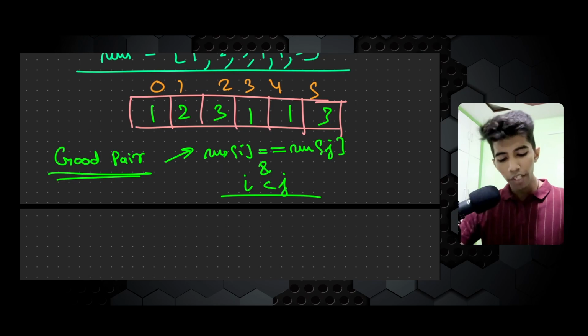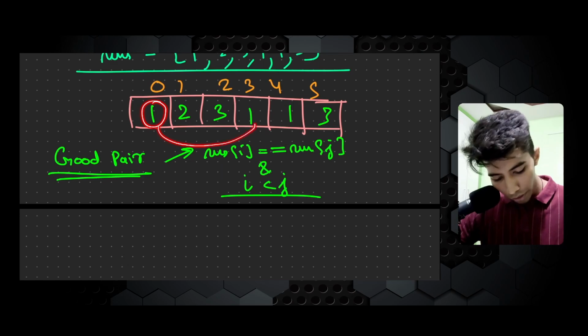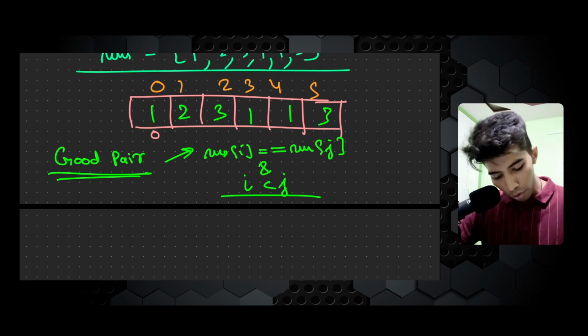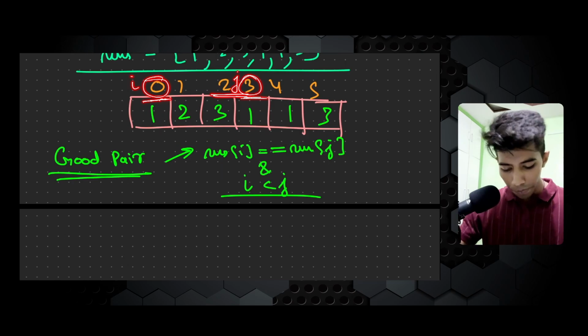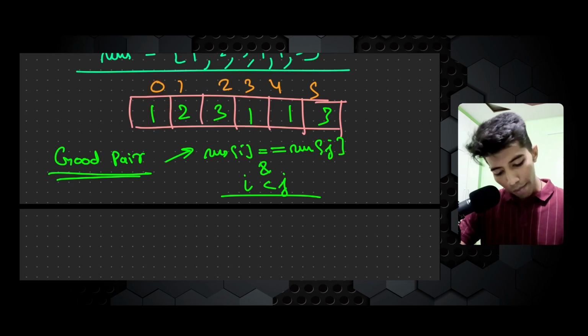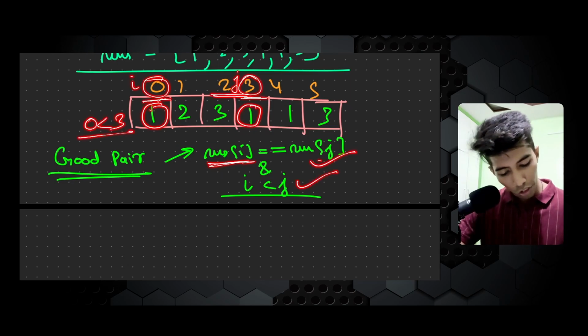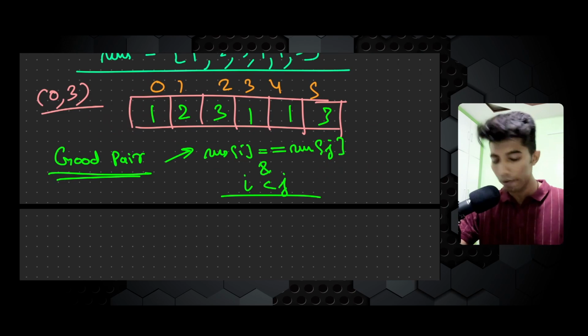Let's take an example of good pairs here. Let me take index 0 and index 3. So my i is 0 and j is 3, and both have the same element, so this condition is satisfied. My i is also lesser than j, so this condition is also satisfied. Then this is a good pair. I can write 0, 3. This is the first good pair obtained.